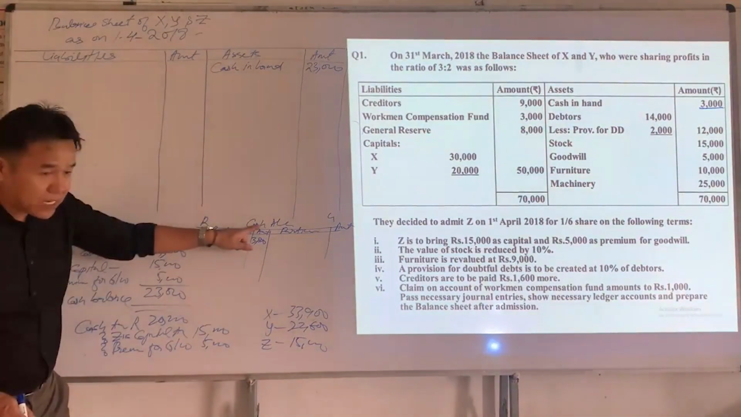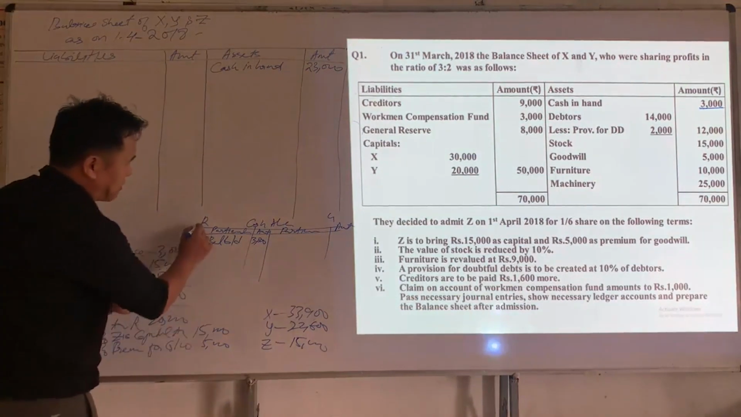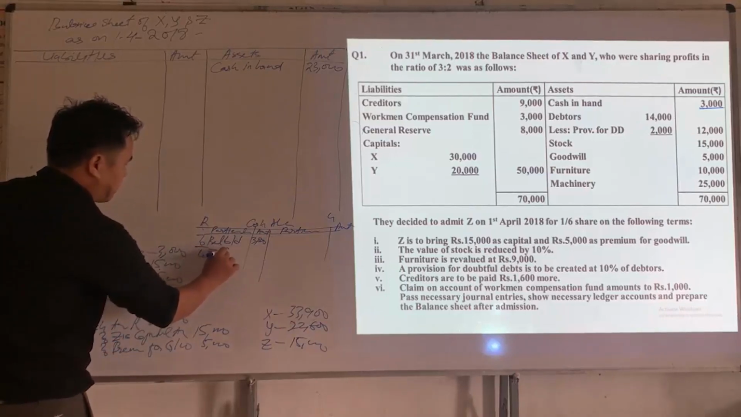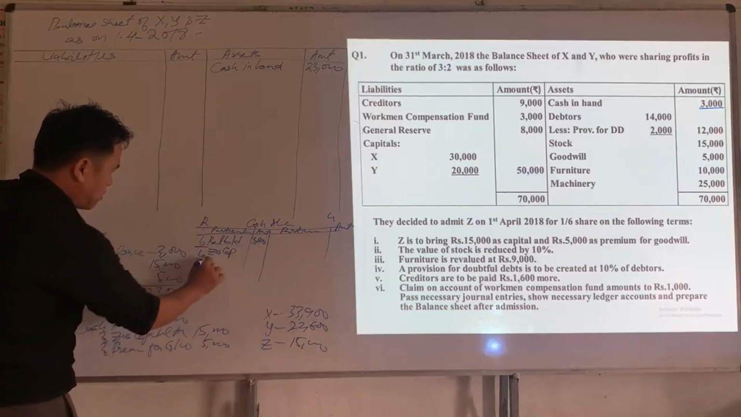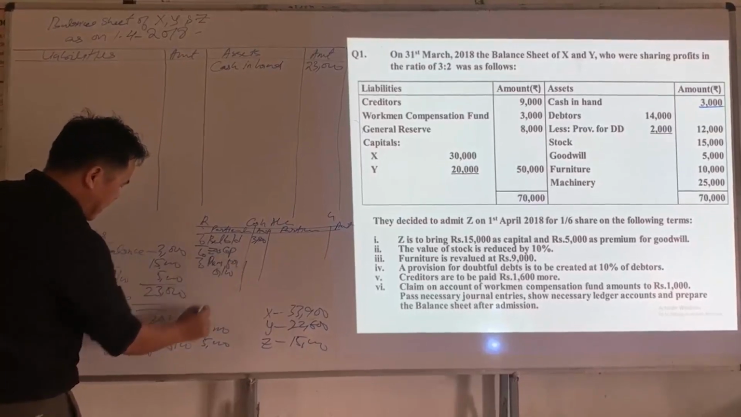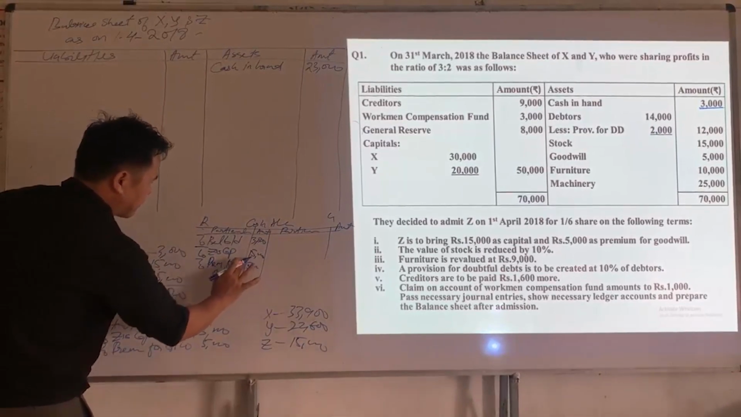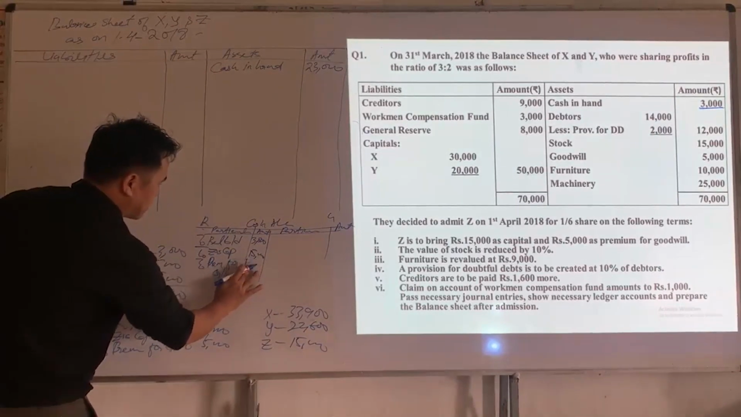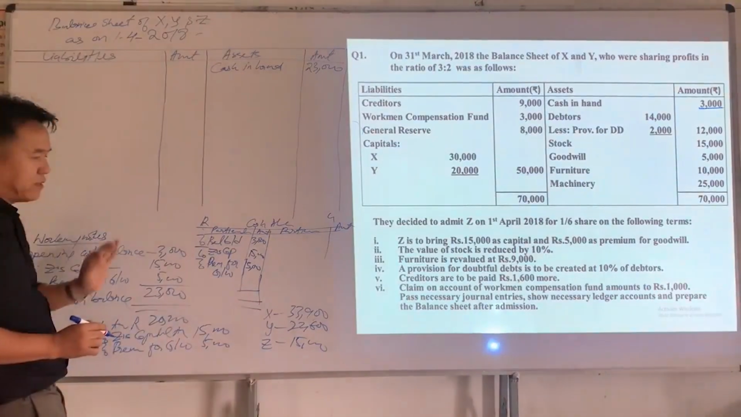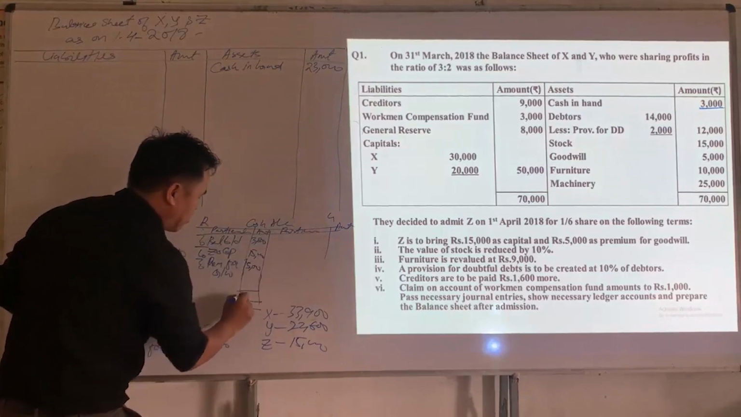Okay, since we have opened the cash account, we need to look at it. Here, cash account is debited, so the debit part will be posted on the debit side of the cash account. But in the particulars column, we write Z's capital and premium for goodwill account. What is that capital? 15,000. What is premium for goodwill? 5,000. Since the amount on the debit side of cash account is more than the credit side, it shows a debit balance.